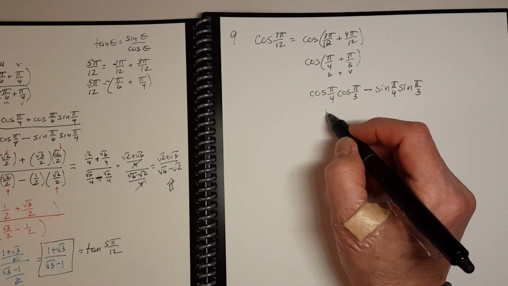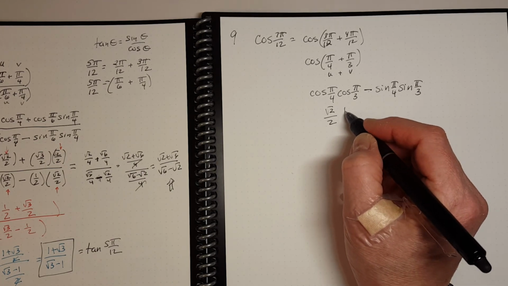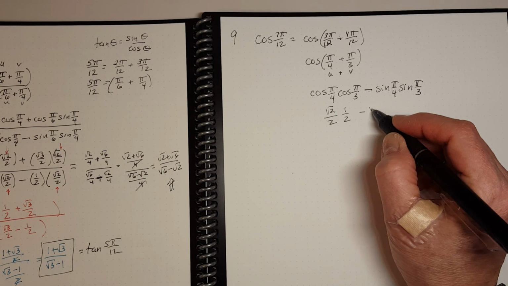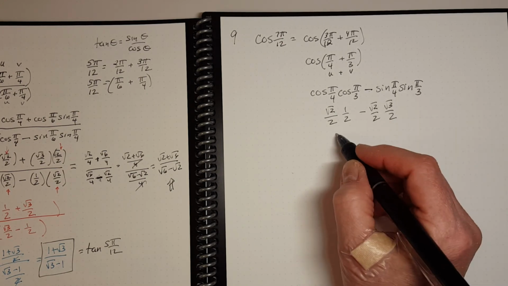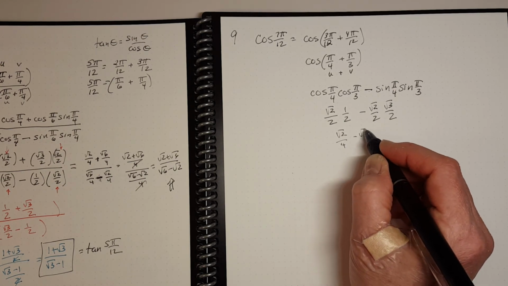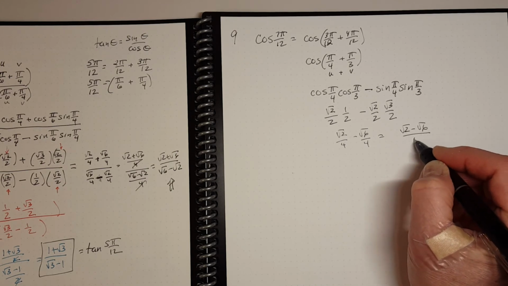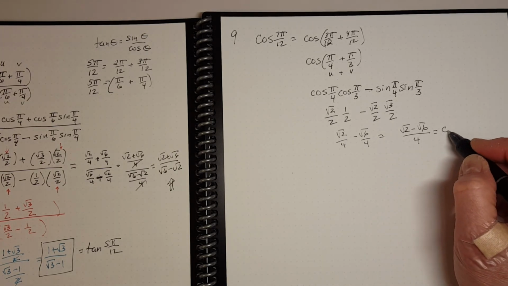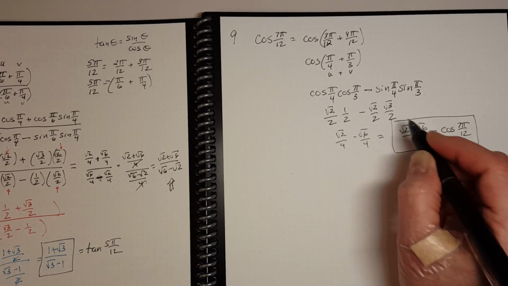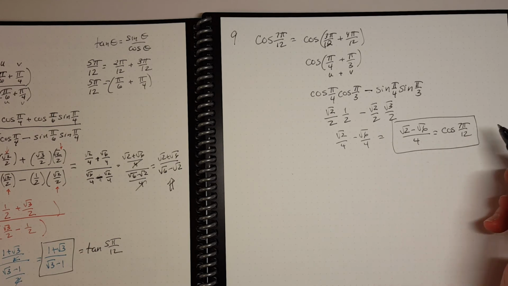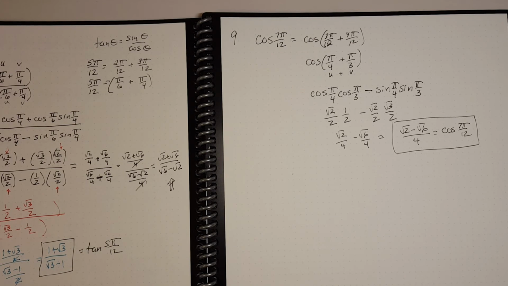So cosine of pi over 4 is root 2 over 2. Cosine of pi over 3 is 1/2. Minus sine of pi over 4, root 2 over 2. Sine of pi over 3, root 3 over 2. So I get root 2 over 4 minus root 6 over 4, which is equal to root 2 minus root 6 over 4. And so that's the answer to cosine of 7 pi over 12. So if I typed this number into my calculator, it would be the same number as if I asked the calculator to tell me what the cosine of 7 pi over 12 is.